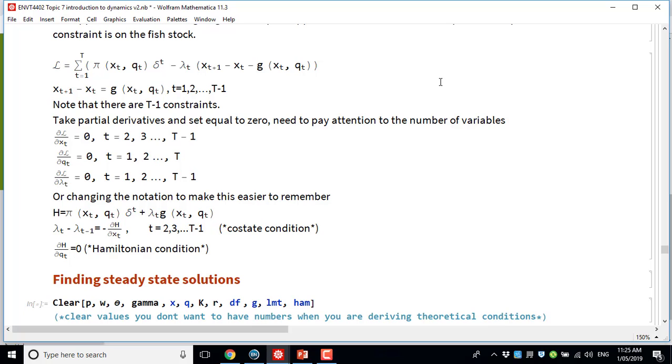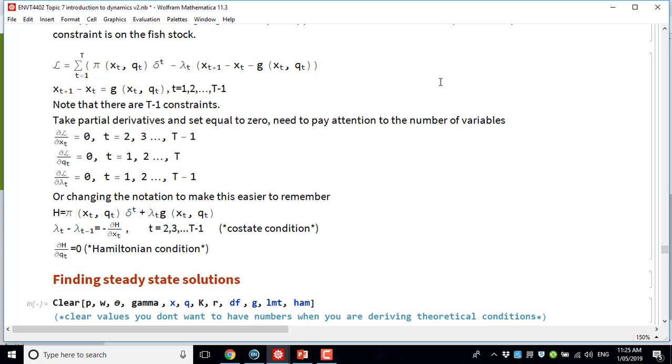So the way that we set this problem up as a mathematical programming problem is straightforward-ish, but some of the interpretations are a bit tricky, and certainly when it gets to looking at solutions through time, it becomes really quite difficult.